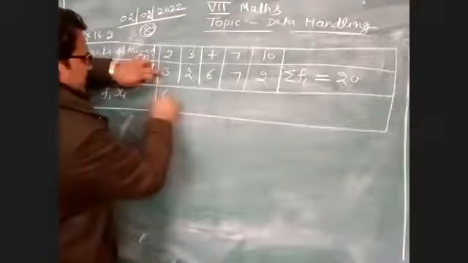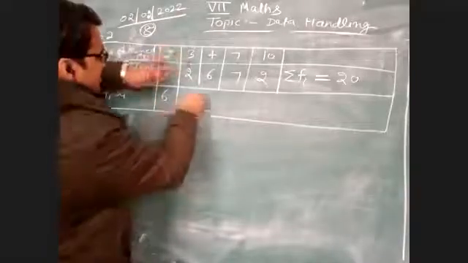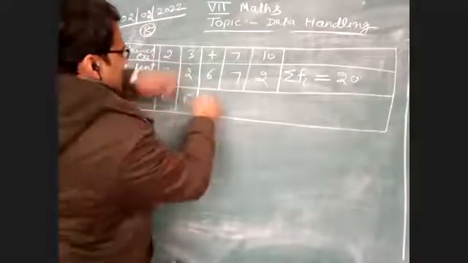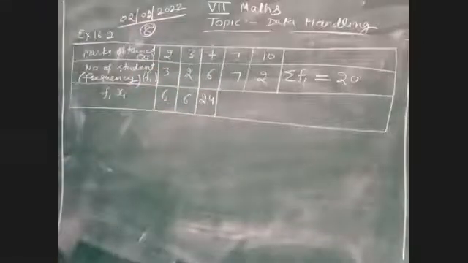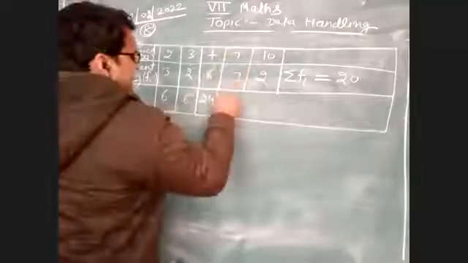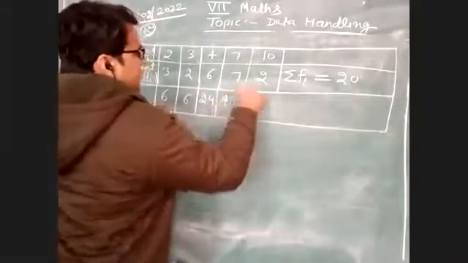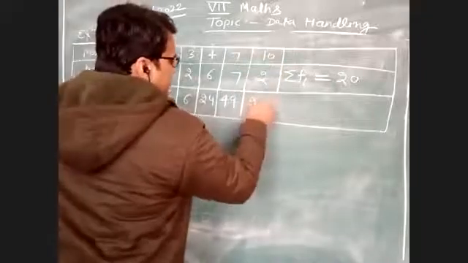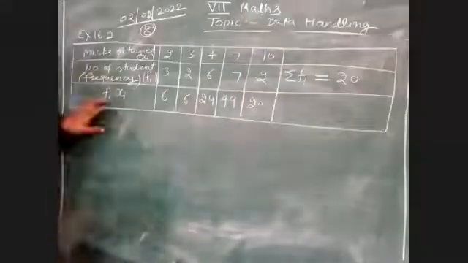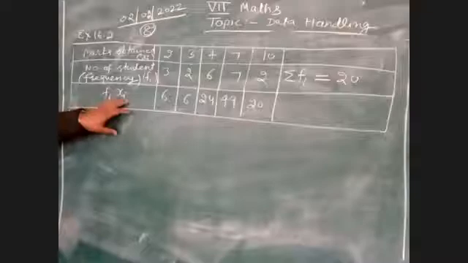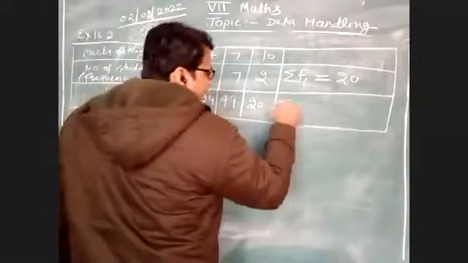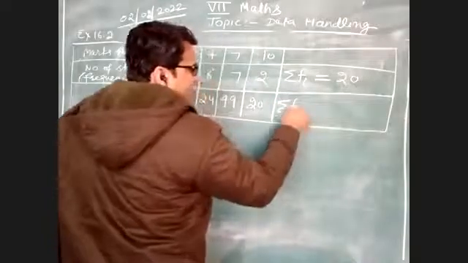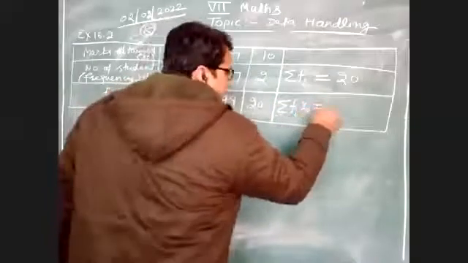3 twos are 6, 3 twos are 6, 20, in this way, 7 sevens are 49, 2 tens are 20. So this is the value of fi xi. Now you have to add all these values, so we will write here summation fi xi in this way.